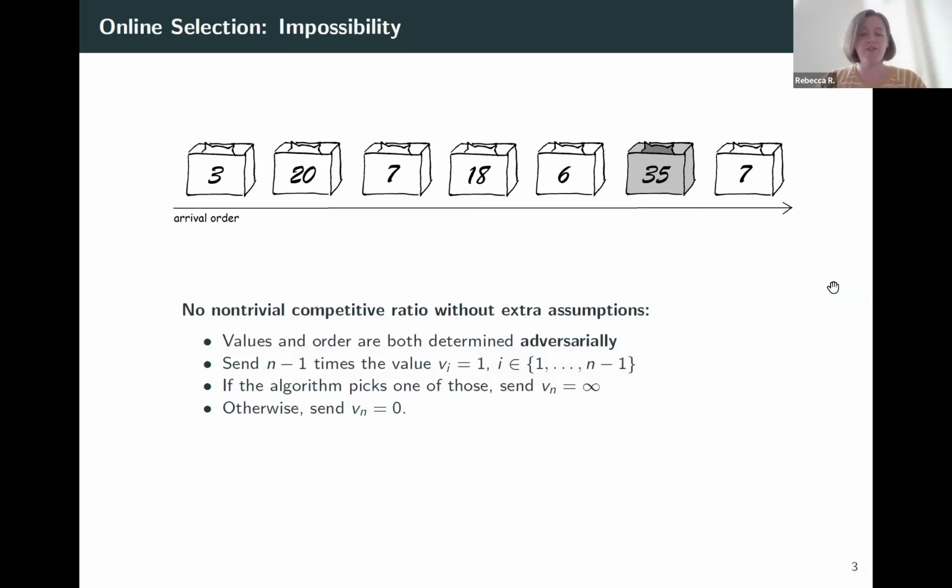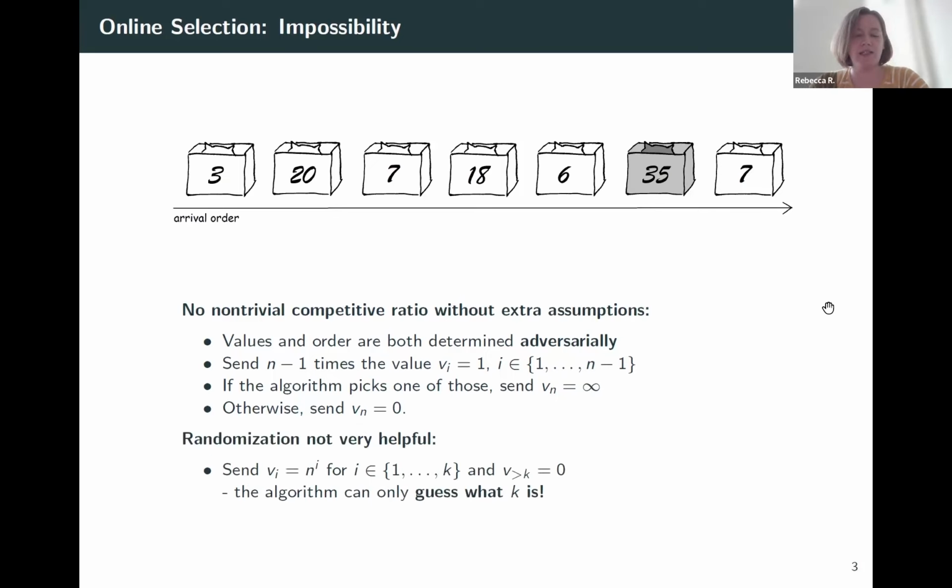And without assuming anything on top of this online setting, you cannot do much. Look at, for example, a deterministic algorithm, and say you're an adversary that wants to make the algorithm fail. Let's say you send a lot of values of 1 in the beginning, up to the n-1 value. Now, if the algorithm has picked one of these, you're just going to send as the very last value something very high, right? So the algorithm completely screwed up. Or on the other hand, if the algorithm didn't pick anything, the last value that you send is a 0. So the algorithm has no chance.